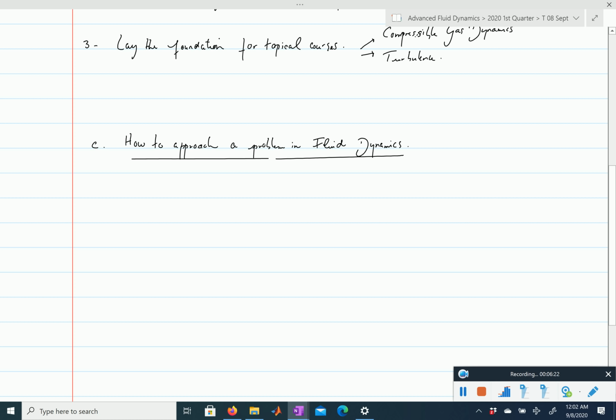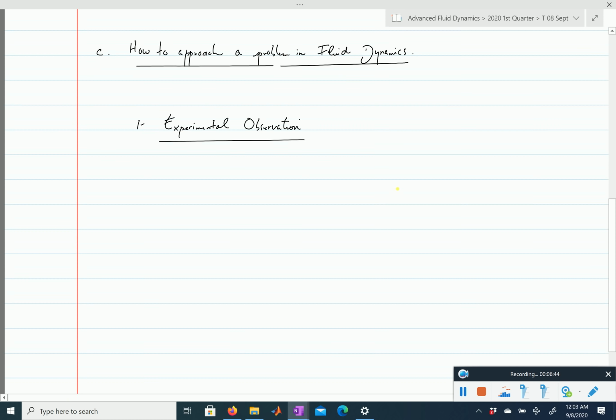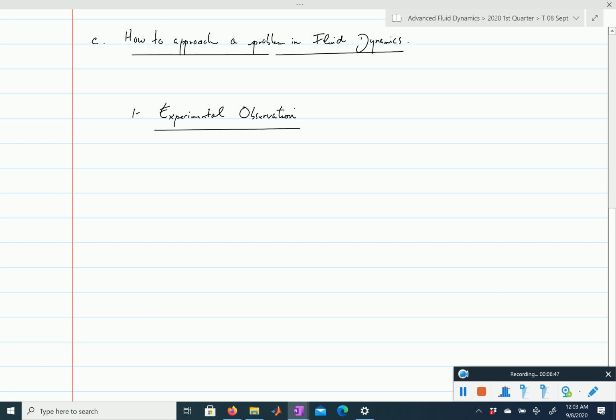And so any problem in fluid dynamics really starts with experimental observations. So the first thing really are experiments. And there are a lot of very beautiful experiments in fluid dynamics. So it could be a very simple experiment, and here I'll take as an example one that we will discuss at the very end of the class. And so let's say that we have the following situation.